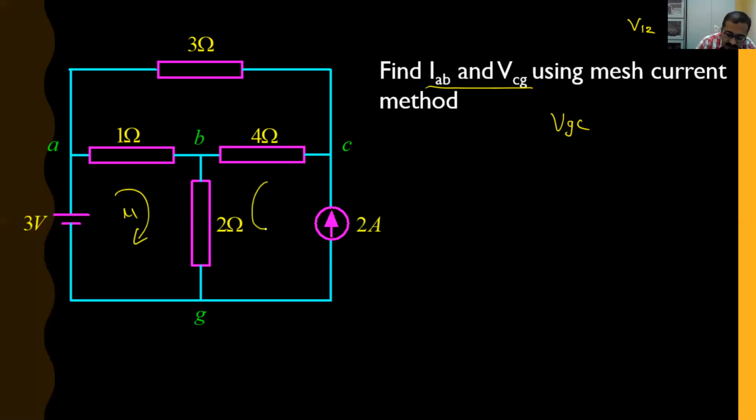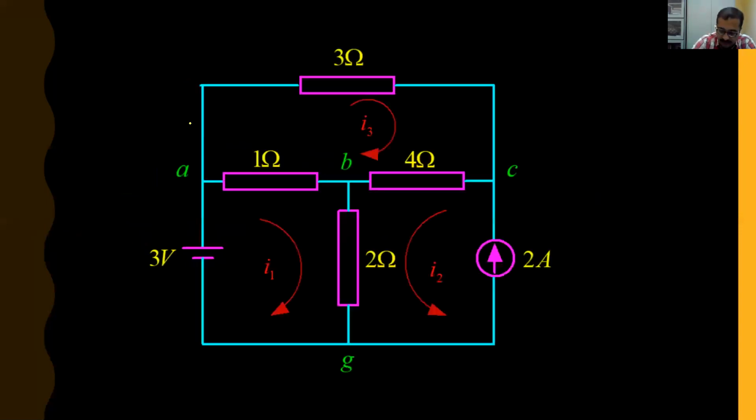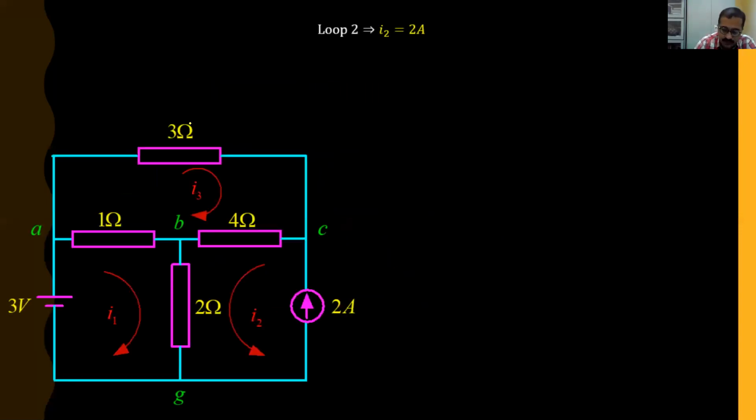If I mark this loop current as I2, I can directly write I2 as 2 ampere. Why? Because this is an ideal current source, and an ideal current source will give a constant current of 2 ampere. Now I can write this as my third loop current I3. That is what is shown here, right? So straight away I can put I2 equal to 2 ampere.